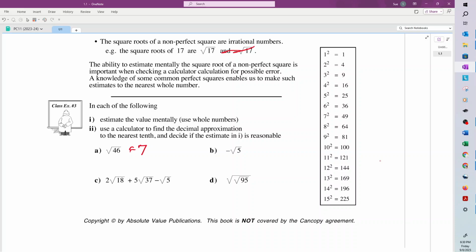And if I take my calculator and I calculate the square root of 46, I get 6.9. It's approximately 6.9 with my calculator.